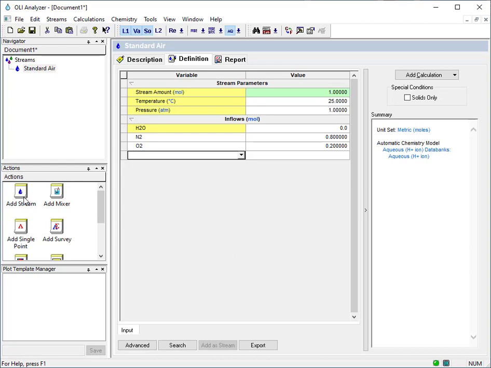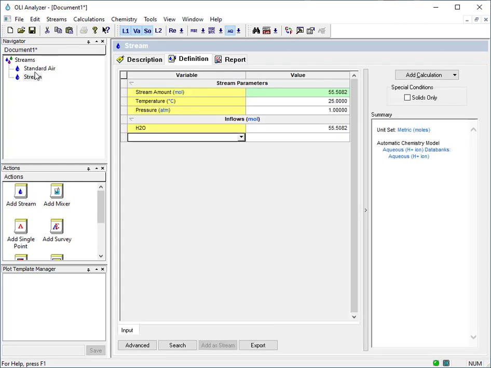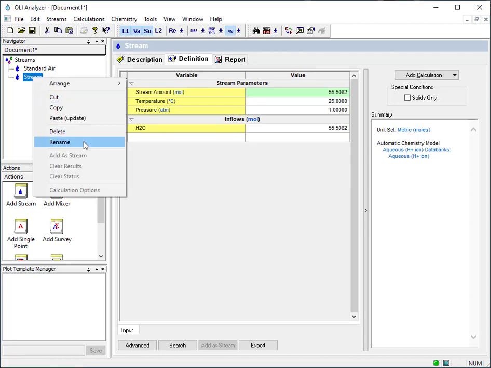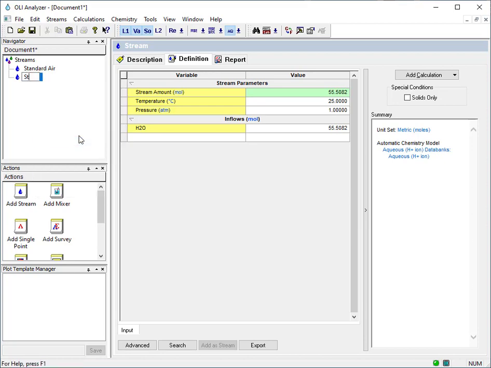We're going to add another stream, which I'm going to rename and call standard nitrogen. This will be N2. It'll have one mole, no oxygen, no water. Okay. And now we're going to create our work stream.